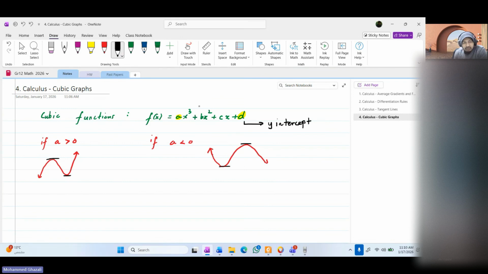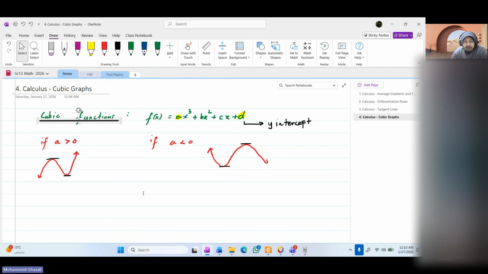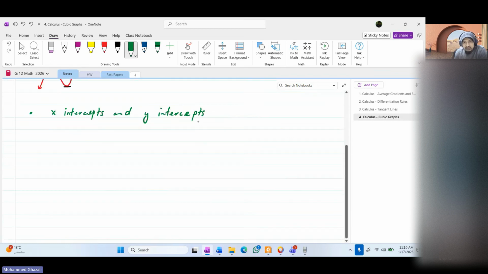Okay, now before we do anything on the cubic functions, I want to look at the key features. What are the important concepts that we need to know in cubic functions, and what are the notations, right? So first, looking at concepts, x-intercepts and y-intercepts. So let's look at this. What is an x-intercept? What is a y-intercept?